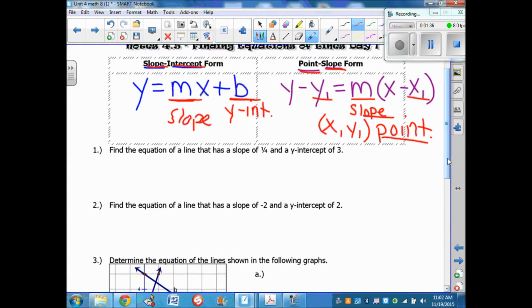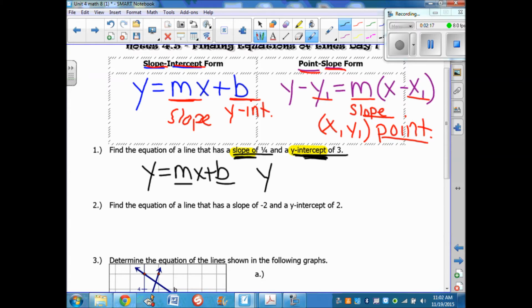So the first question says, find the equation of a line that has a slope of 1/4, so key piece of information, and y-intercept of 3. So what do we have? We have slope and we have a y-intercept. So looking at our two choices up above for our lines, would we use the slope-intercept form or the point-slope form? If we have a slope and an intercept, hopefully you can see we would use y equals mx plus b because we have slope and the y-intercept.